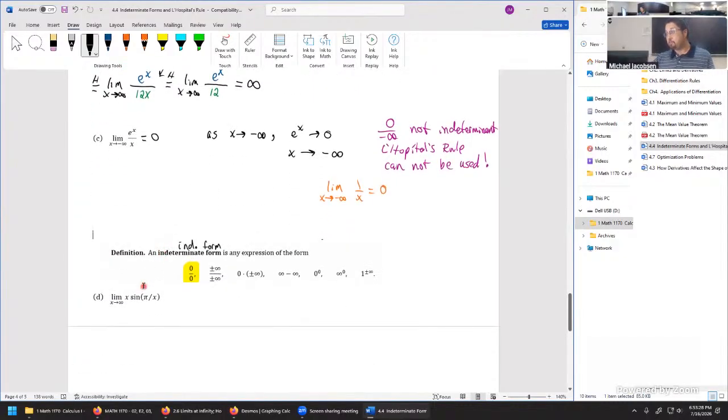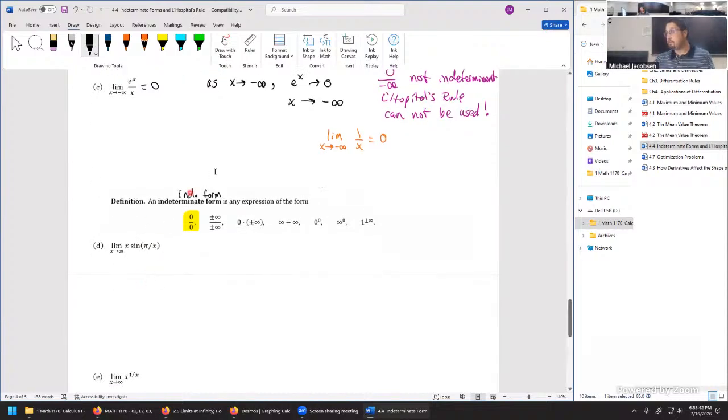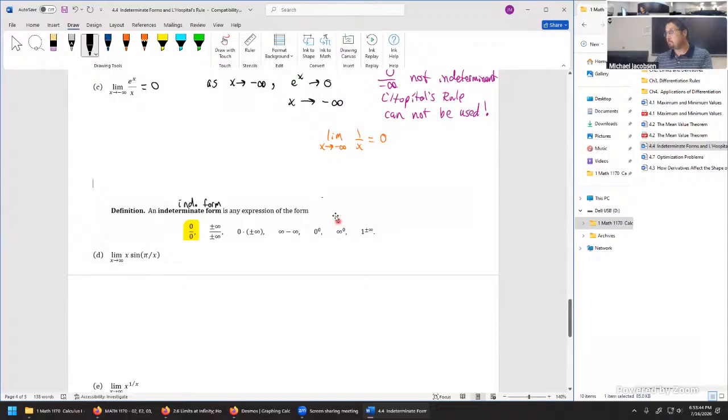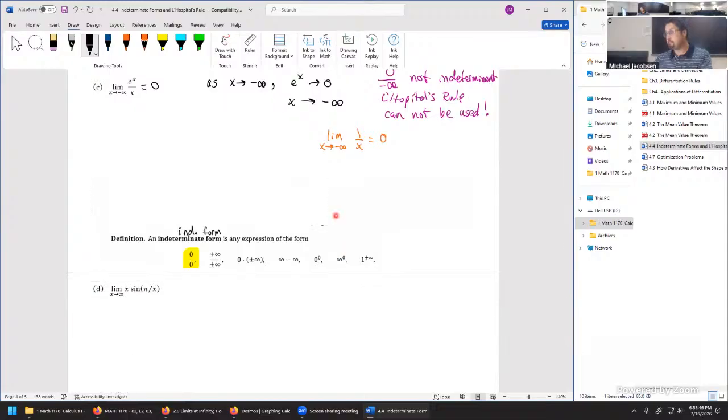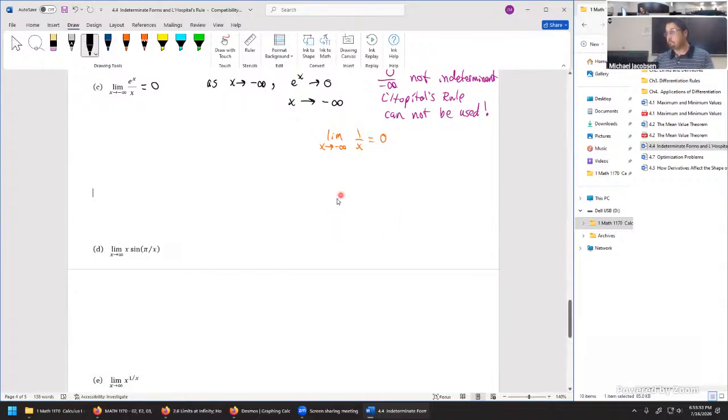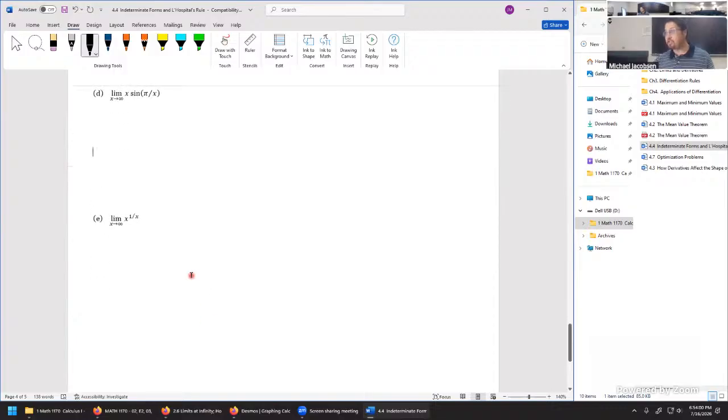The next part down below is going to be a L'Hopital rule type of situation, but it's one where we have to clean it up algebraically first before we even get started. Before we take a look at part D, any questions at all on the part C version? Okay, let's take a look into this next one.